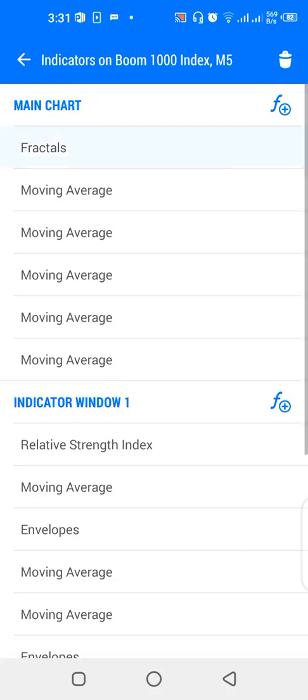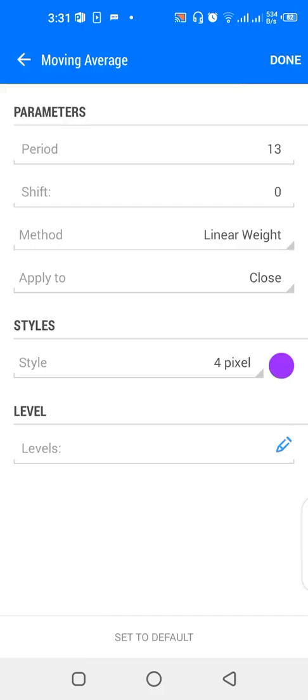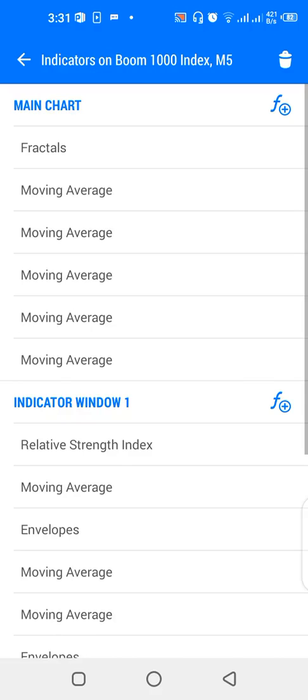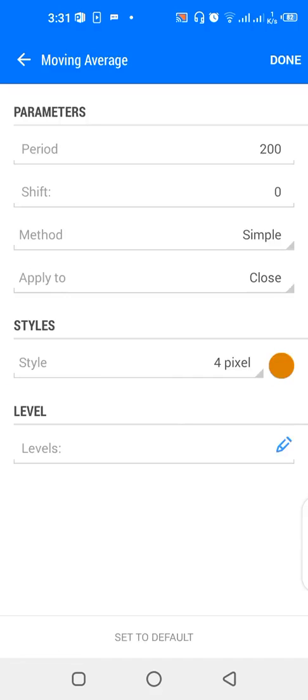The first one on the main chart is the fractals. The second indicator is moving average, 13 period, shift is 0, method is linear, apply to close, color is purple. You also have 14 period, linear weight, apply to close, color is orange. Then you have 12 period, shift is 0, linear weight, apply to close, color is black. Then you have 50 period, shift is 0, method is simple, apply to close, color is purple. Then you have 200 period, method is simple, apply to close, color is orange.